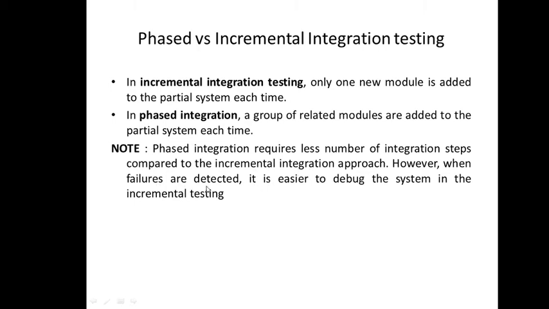However, when failures are detected, it is easier to debug the system in incremental testing, right? Incremental, one at a time. So if there is any error, we can easily identify it, because we just added one module, so one interface is there. But in the case of phased, we add multiple modules at a time, so you have to search in which interface the error is. So it is easy to debug incremental, since you're adding one at a time, right?